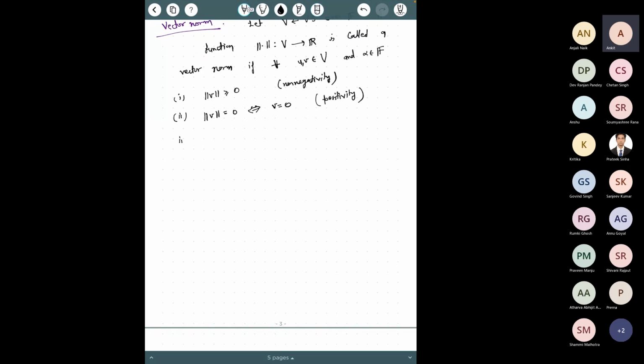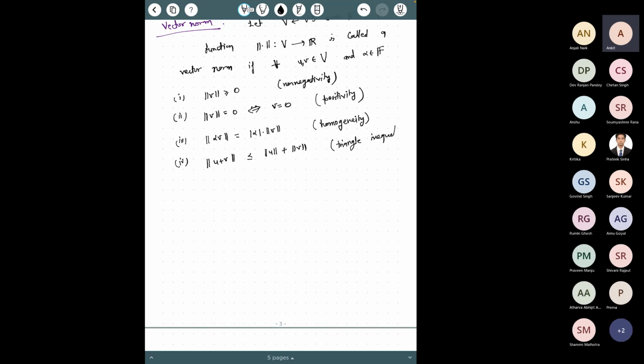Okay. Similarly, the third one, if I look at the function value of alpha times V, then it is nothing but the absolute value of alpha times the function value of V. So this property is called homogeneity. Then the fourth one, the triangle inequality. If you look at the function value of the sum u plus v, it is always less than or equal to this one, and this is called the triangle inequality.